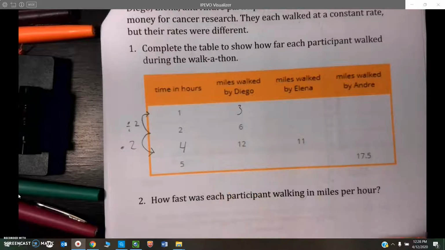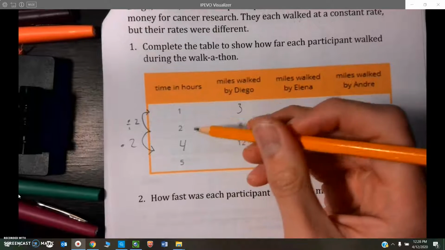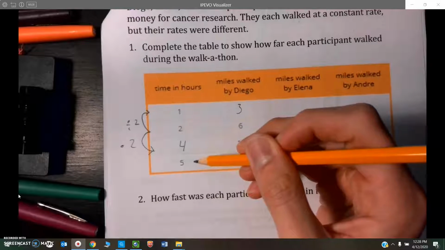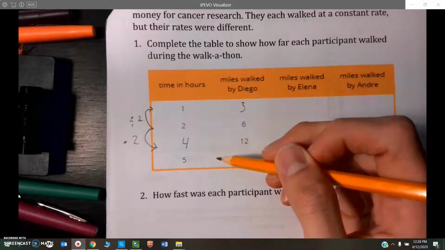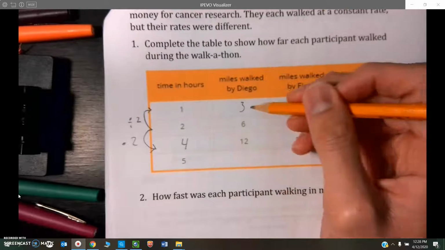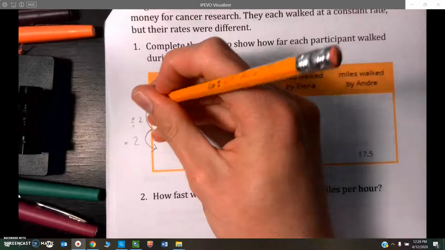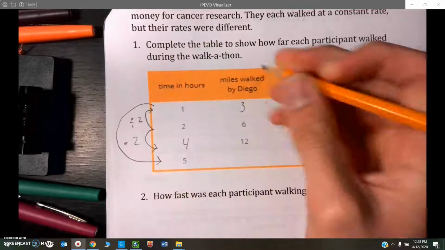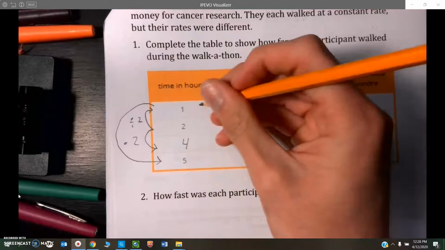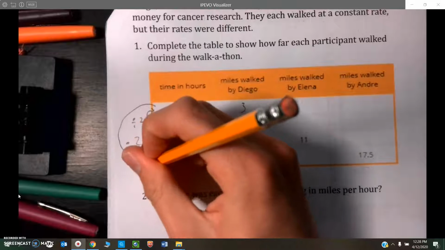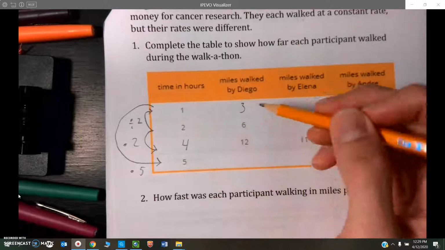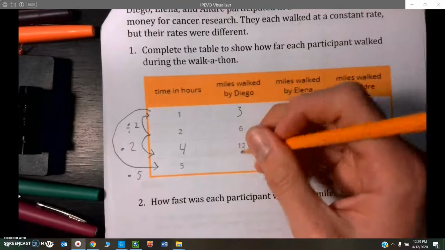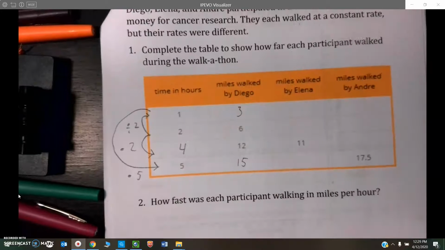And now for 5 hours, okay, so 2 and 4 are not factors of 5, so I'm actually going to use the information that I solved in the first row to answer this. So if he walks 3 miles in 1 hour, to find out how much he walks in 5 hours, I'm going to take the information from this first row and multiply it by 5. Because I multiplied the hours by 5, I'm going to multiply his miles by 5. And I'm going to get 15.